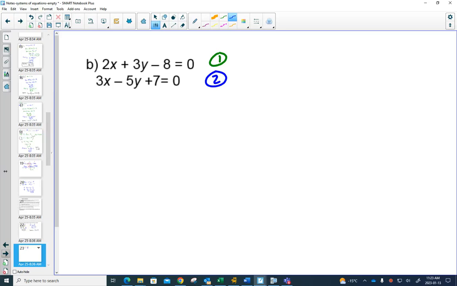So if I looked at this one, I'm going to multiply equation 1 by 5, equation 2 by 3. I'm not using any negative numbers. Chances are I'll make fewer mistakes. If I do that, can you see that equation 1 is now 10x plus 15y minus 40 equals 0. If I want to do the x's, we like to have one being positive and one being negative, so when we add them together, they go away.